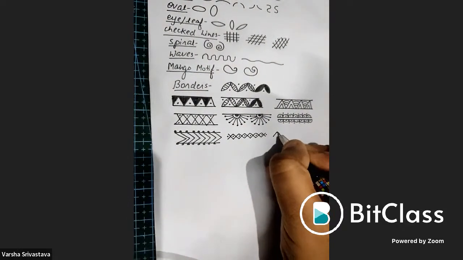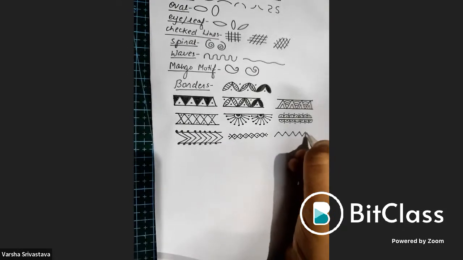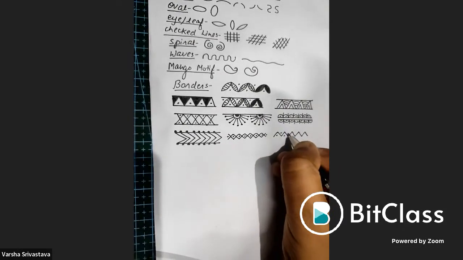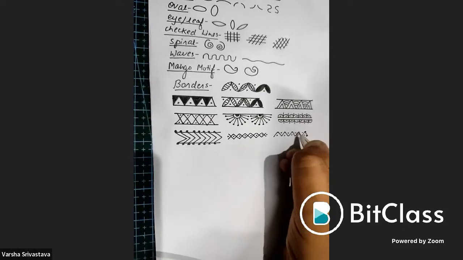Now, in the last one, I'm making the slant lines or the tilted lines together. And then I'm keeping the dots. And I'm keeping the dots on the edges as well.